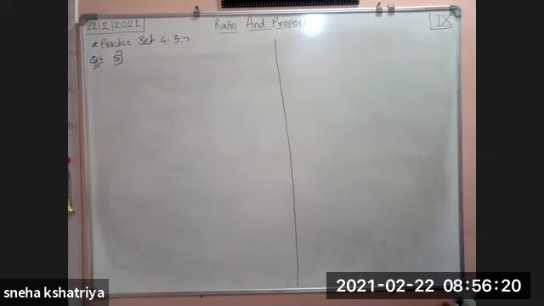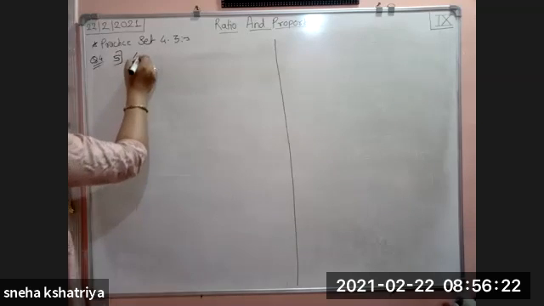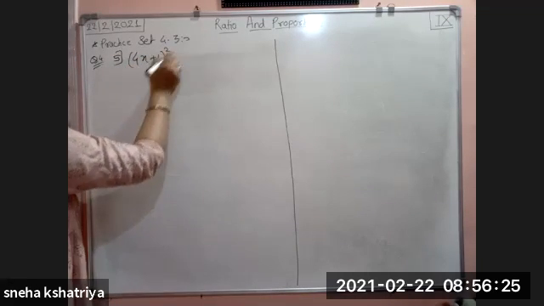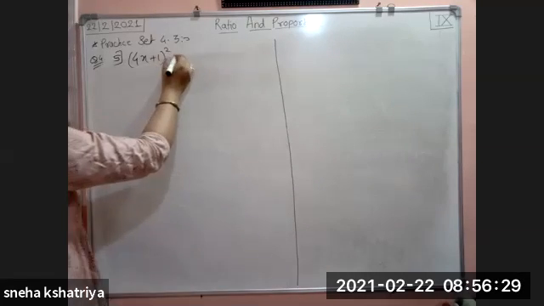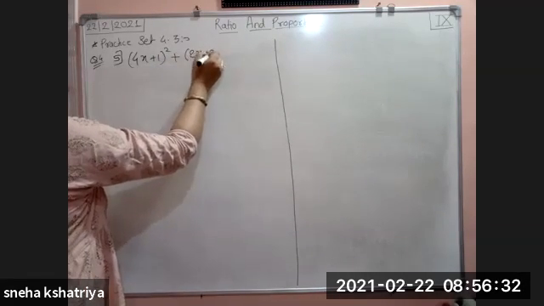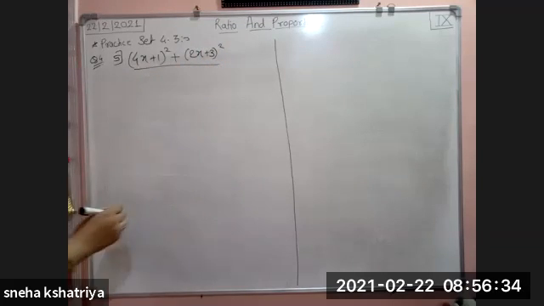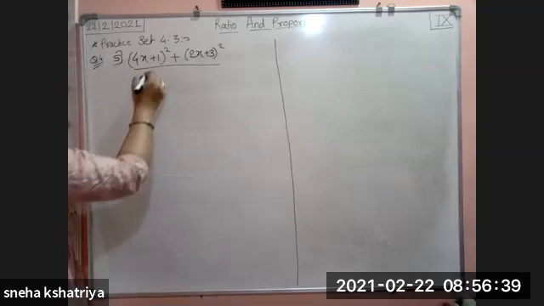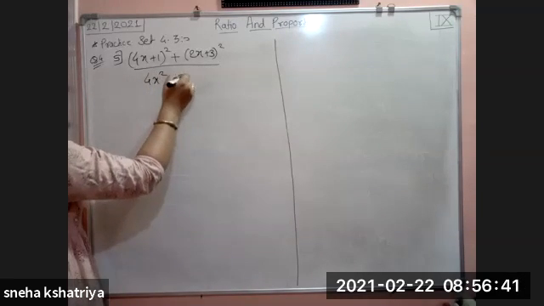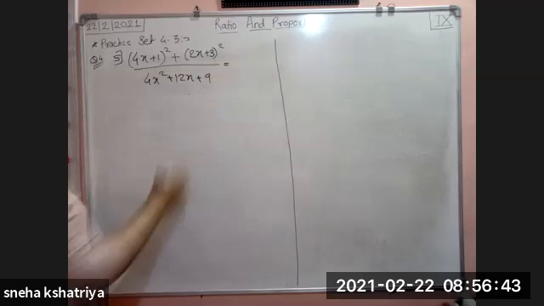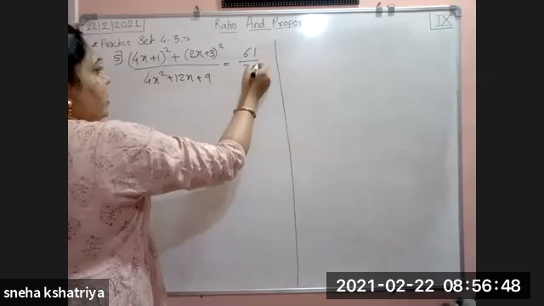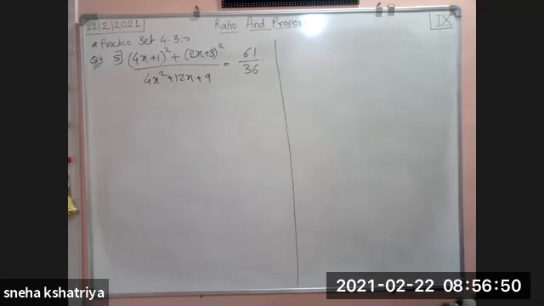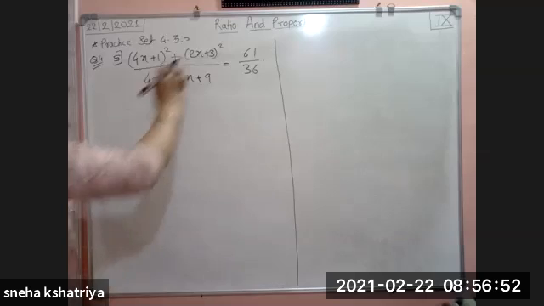That is 4x plus 1 bracket square plus 2x plus 3 bracket square, divided by 4x square plus 12x plus 9, which is equal to 61 upon 36.